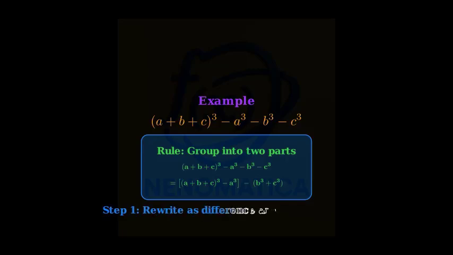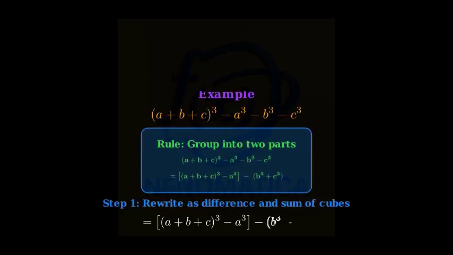We can rewrite our expression as [(a plus b plus c) cubed minus a cubed], minus (b cubed plus c cubed). This grouping is strategic because we can now work with each part separately. Now we'll apply some algebraic formulas to simplify our expression. For the first part, we can view (a plus b plus c) cubed minus a cubed as a difference of cubes in the form a cubed minus b cubed.